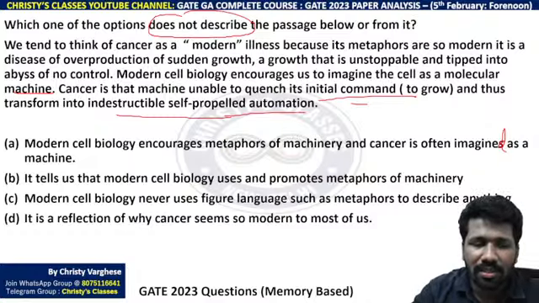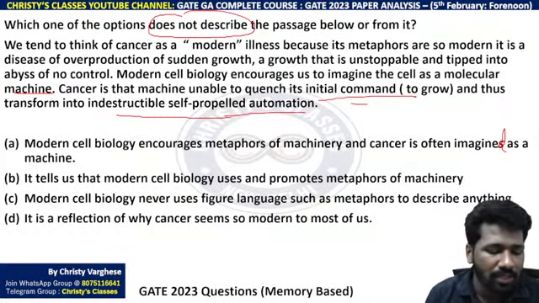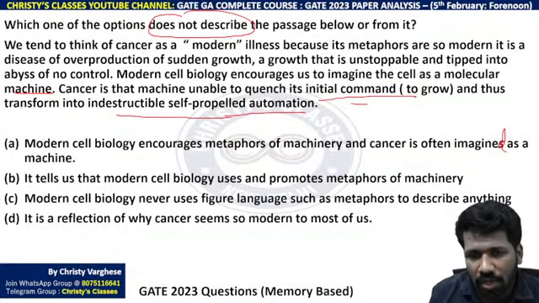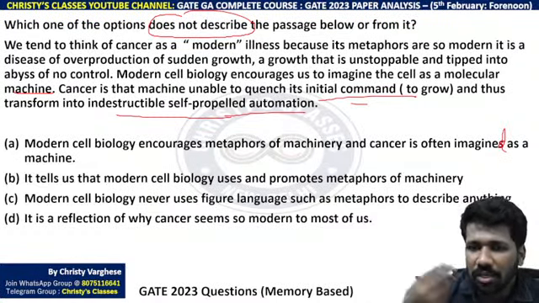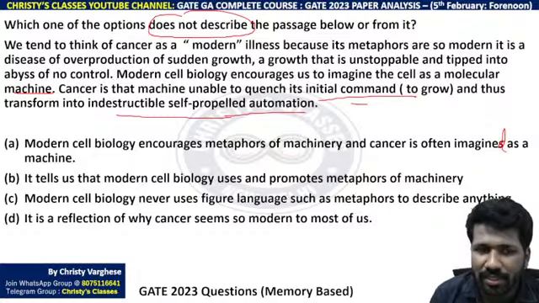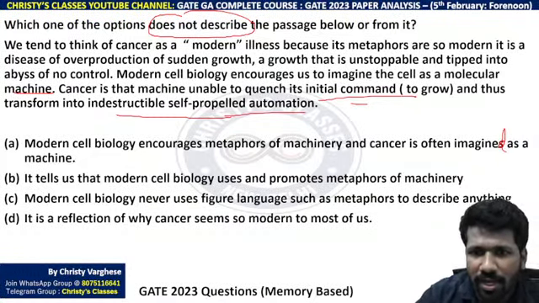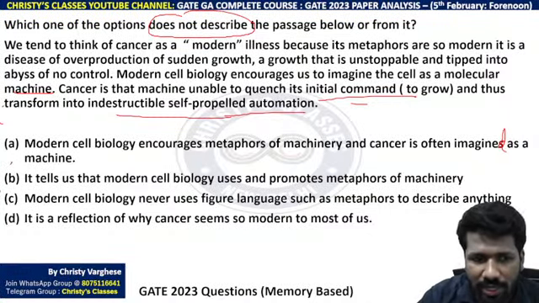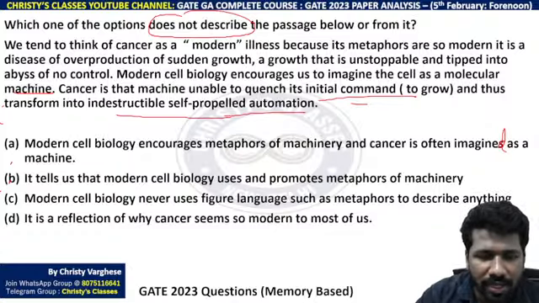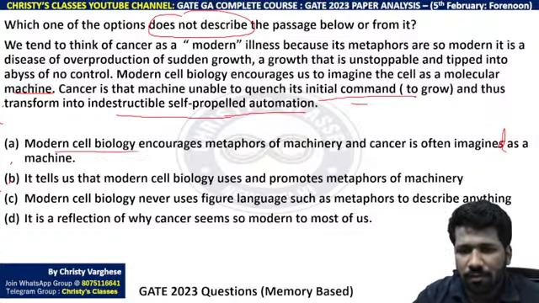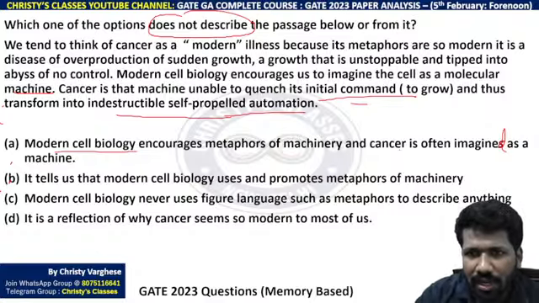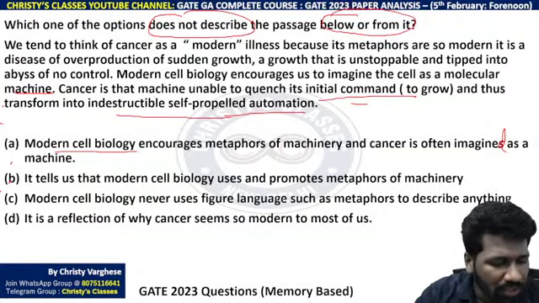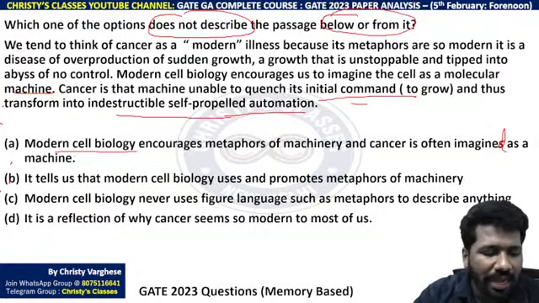So that means the problem is, when cancer occurs, what happens? The machine is not able to control. So it is making more and more cells, or cells are multiplied at an uncontrollable rate. So that is why modern cell biology encourages us to imagine it like a molecular machine. The comparison to a machine is more correct. That is what is mentioned. So, modern cell biology, let's see. Modern cell biology encourages metaphors of machinery, and cancer is often imagined as a machine. Again, that is not the summary of the passage, but that idea is there in the passage.